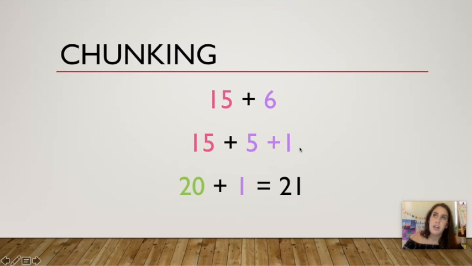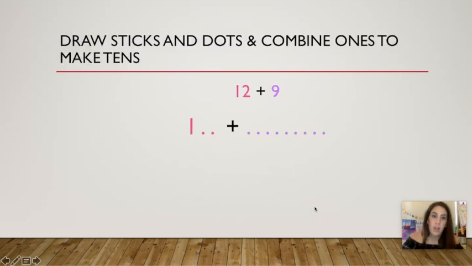Because if you know how to count by 5s, you can go 5, 10, 15, 20, you've already got that 5 wiped out, and then you just have to add 1 more. So if you know that 15 plus 5 equals 20, then you only have to add 1 more to get to 21. You can also draw sticks and dots and combine ones to make tens.